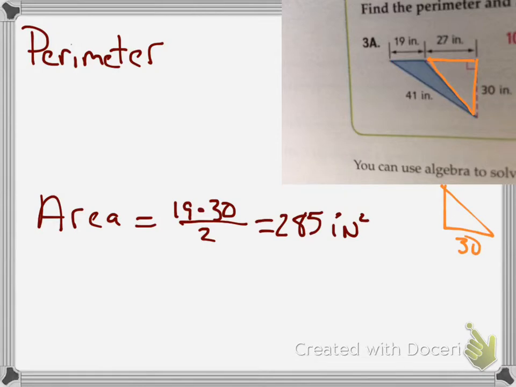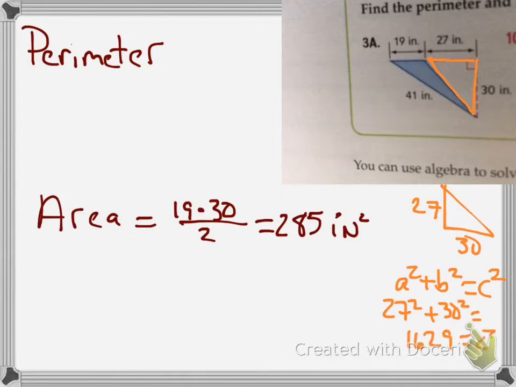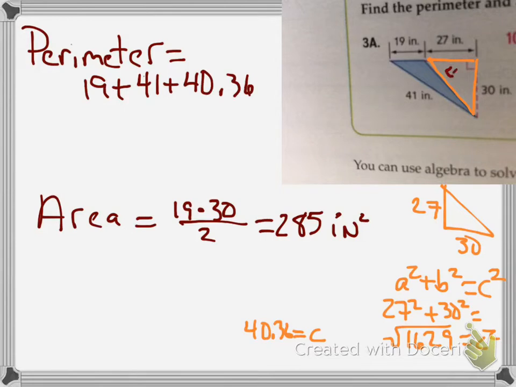I hate those bells. Alright. Anyways, so you can see here, now I got to find that missing side, and how do I do that? The Pythagorean theorem. It is the hypotenuse of that little outside triangle. So again, 27 squared plus 30 squared is going to give me 1,629. Take the square root of that, and I get about 40.36. So now to get the perimeter, I would add 19 plus 41 plus 40.36. And then I could just add them up, and I get that it is approximately 100.36 inches.